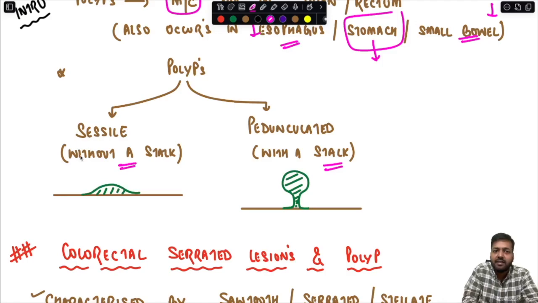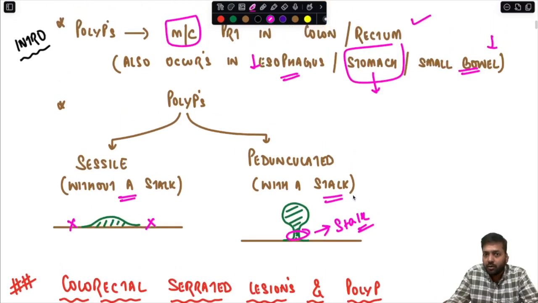So this is a sessile polyp, where you can see there is no pedicle or stalk, it is just acting as an elevation. Whereas a pedunculated polyp has this particular stalk. So there is a pedicle or a stalk over here. This is the meaning of a sessile polyp and a pedunculated polyp.